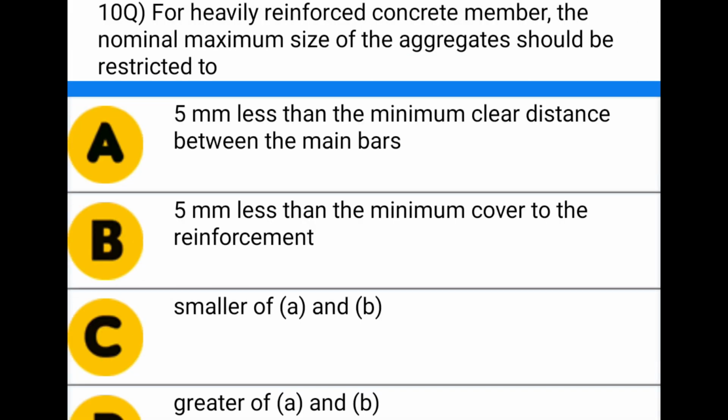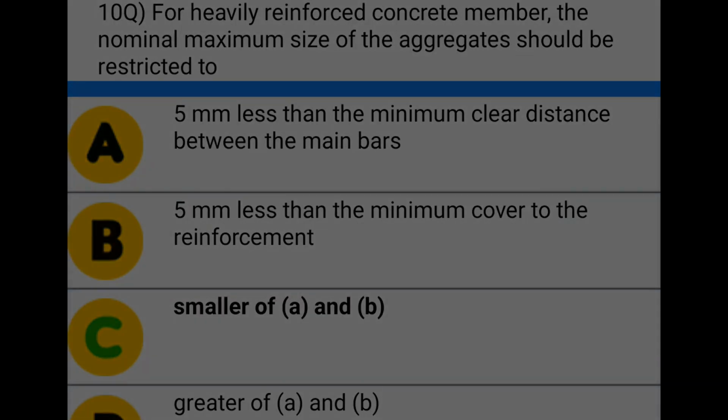For heavily reinforced concrete members, the nominal maximum size of the aggregates should be restricted to: option A 5 mm less than the minimum clear distance between the main bars. Option B 5 mm less than the minimum cover to the reinforcement. Option C smaller of A and B. Option D greater of A and B. The correct answer is option C, smaller of A and B.